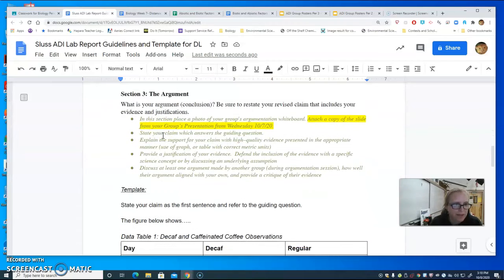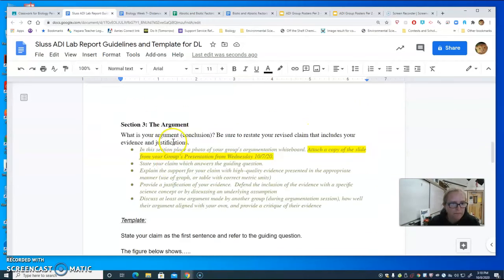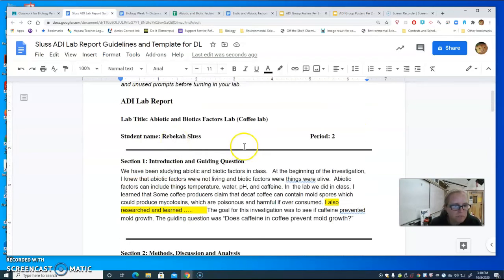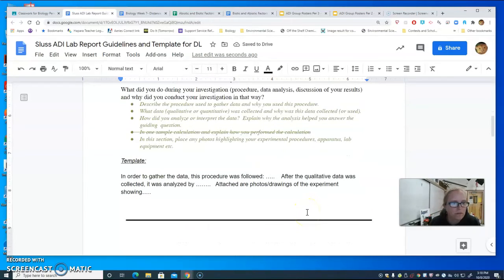Okay. Third section, the argument section. What is your conclusion? So you're going to restate your revised claim. Oh, did we miss? I think we missed putting our initial claim up here. Yeah, I think I did. Okay, so you should put your initial claim in. My initial claim in the first section. Claim was, and then whatever your initial claim was. I missed that part.